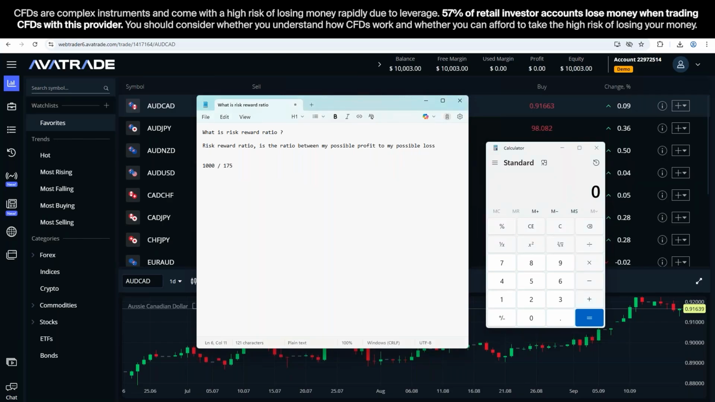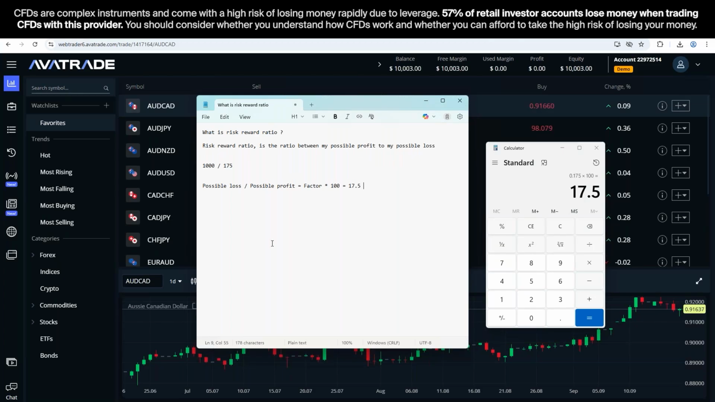how much in percentage my possible loss is out of the profits, what I can do is possible loss divided by possible profit times 100. So let's do that together. If we take the 175 that we had and multiply this by 100, what do we get? 17.5. So this represents 17% out of the 1,000. Okay, why is that important?